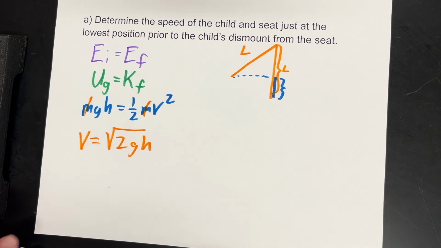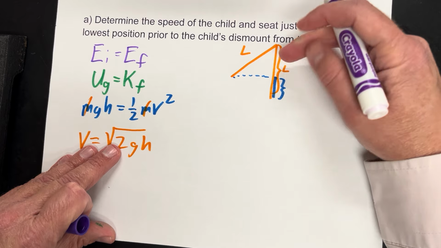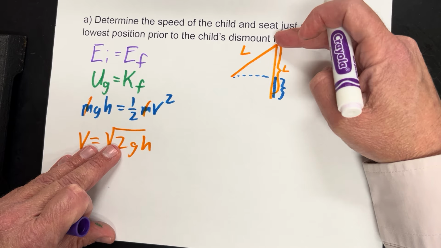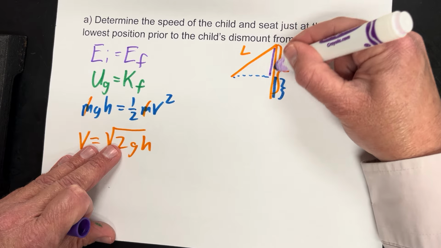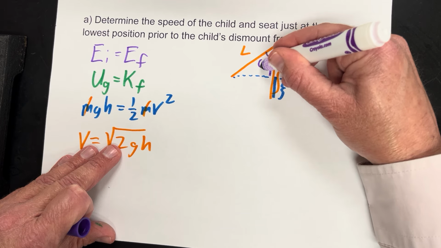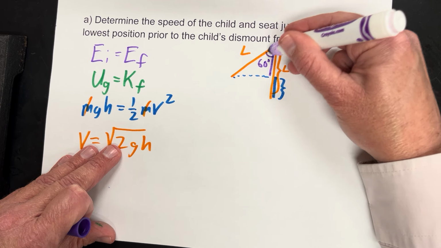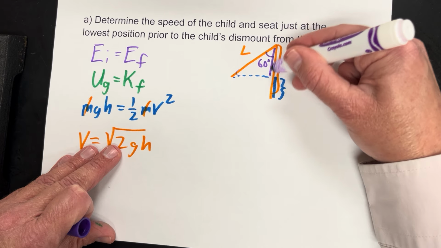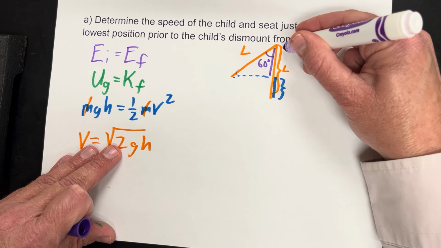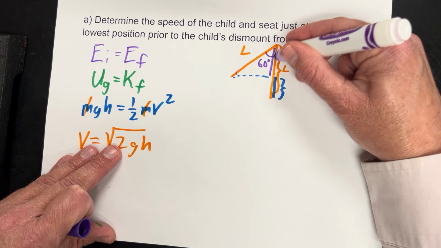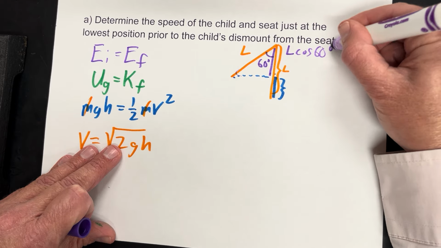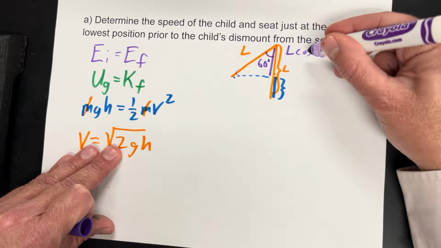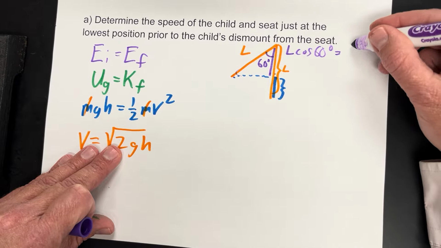Well, to get that, we've actually got to do one other side step here. We know that this height is the overall L minus this height. So what's this height right here? Well, this angle is 60 degrees. And see this little triangle right here? This is the adjacent side to that angle. So we can say that distance right there is L cosine of 60 degrees. And they made it easy on us because cosine of 60 is 1/2.